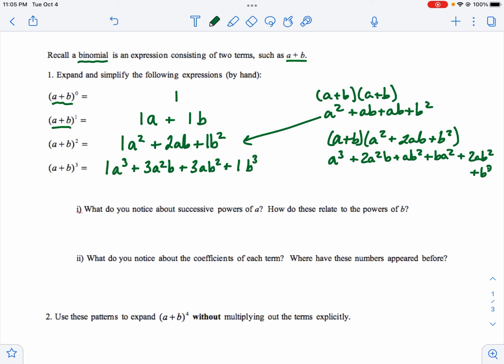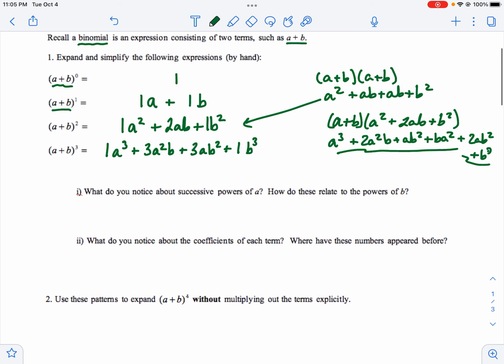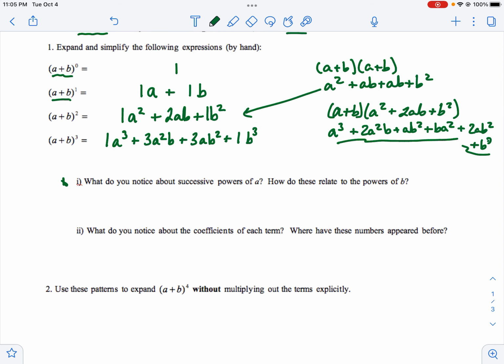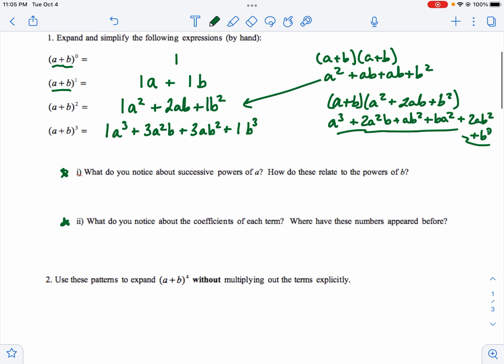Right, so obviously having to go through this long process to raise things to higher powers becomes extremely annoying. So we're looking for patterns here. If you want to pause the video and look at that, there's a couple of different patterns we want to look at. So what do you notice about the successive powers of a? Let's take a look at the cube one here. When I start, a is cubed, and then a goes down to squared, and then I just have a to the first, and then technically it'd be a to the 0, so it's gone.